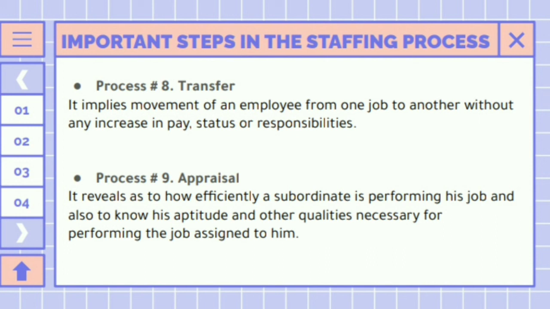Process number 9, appraisal. It reveals how efficiently a subordinate is performing his job and also lets us know his aptitude and other qualities necessary for performing the job assigned to him. So the main aim of this performance appraisal is to improve the efficiency of a concern by mobilizing the best efforts from individuals employed in it.